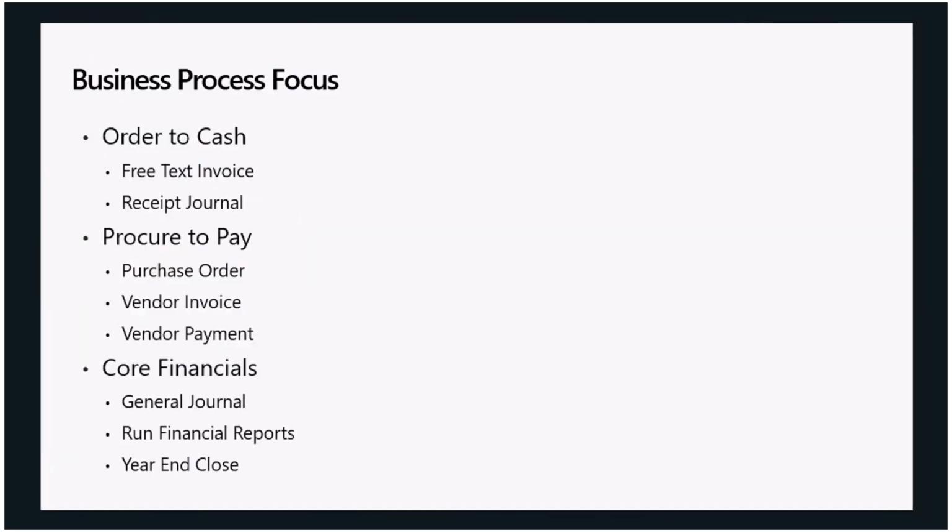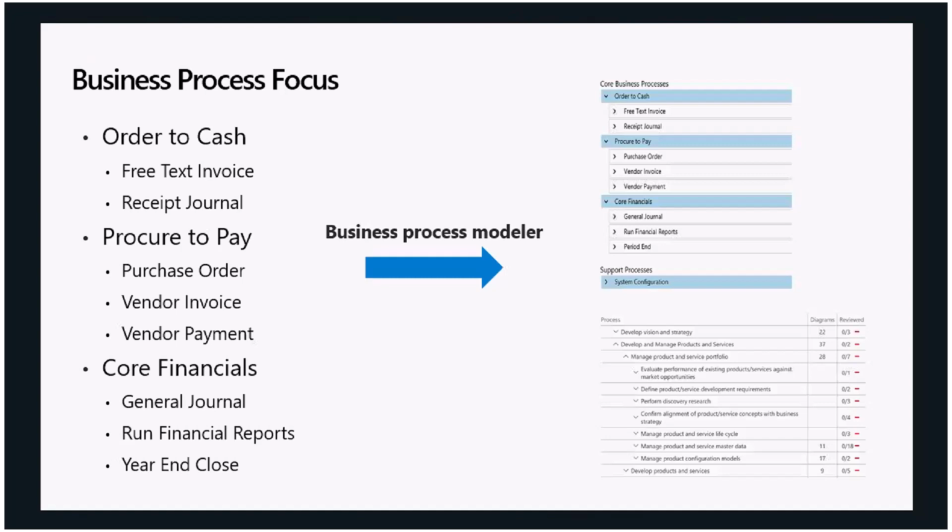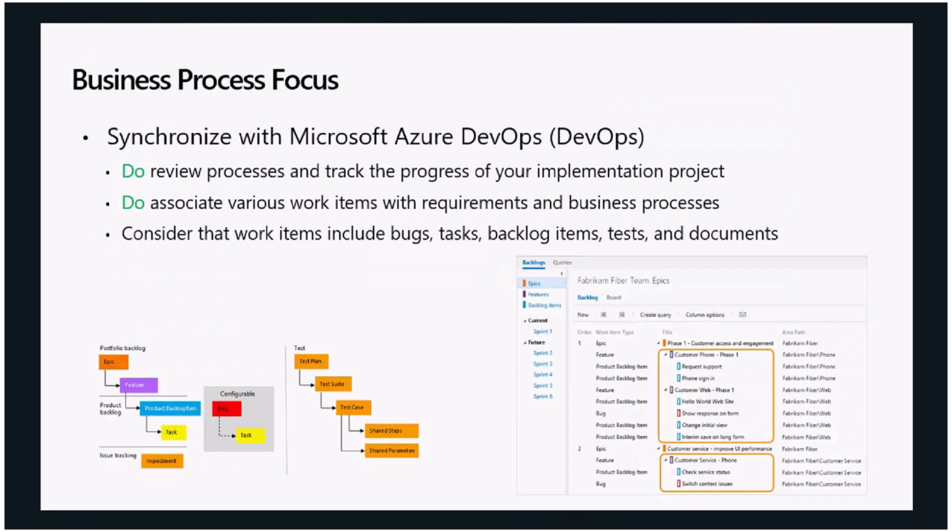Okay. So the first thing we want to talk about is our business process focus, and we want to make sure that all the things that we do for ALM are tied to a business process. And for that, we have the business process modeler, and those business processes can be synchronized with Microsoft Azure DevOps, which is the replacement for VSTS. And we want to review processes and track the progress of your implementation project and associate our various work items and check-ins with requirements and business processes.